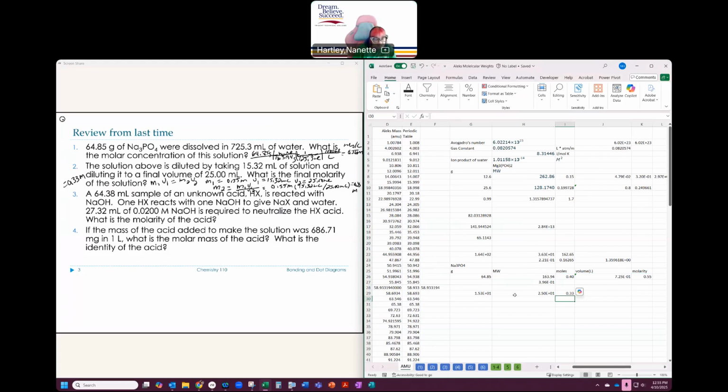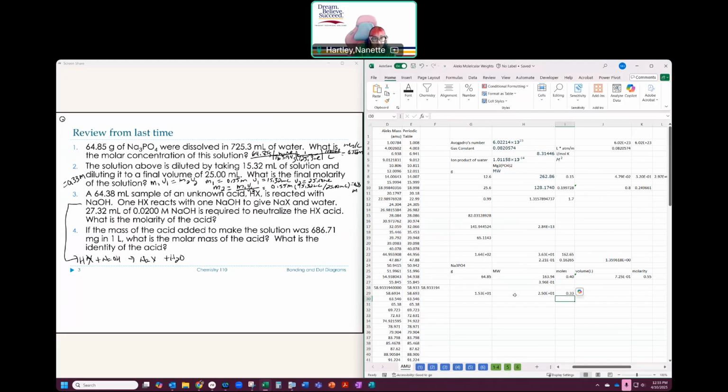Now, a 64.38 milliliter sample of an unknown acid HX is reacted with NaOH. One HX reacts with one NaOH to give NaX and water. So I have an equation that I can write for that. I'm going to pull this down here, and I'm going to go HX plus NaOH reacts to give me NaX plus H2O. That's the equation, because that's what they told me.